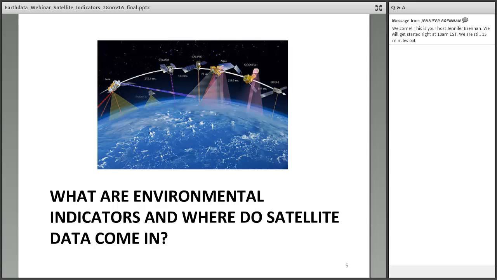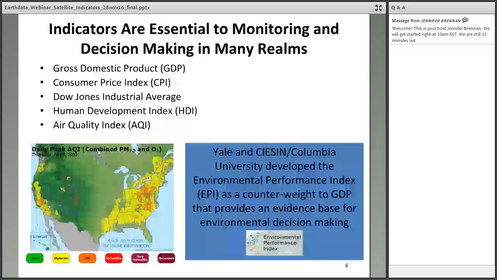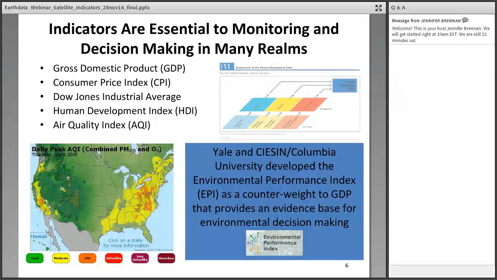So what are environmental indicators and where do satellite data come in? Most of you are familiar with some high-level indicator products such as gross domestic product, which is a measure of the economic performance of countries, the consumer price index, which is a measure of inflation in the United States, the Dow Jones Industrial Average, the Human Development Index that UNDP produces, and the Air Quality Index in the U.S., which can be very useful for people with health issues who want to know what the air quality is on any given day before they go outside.